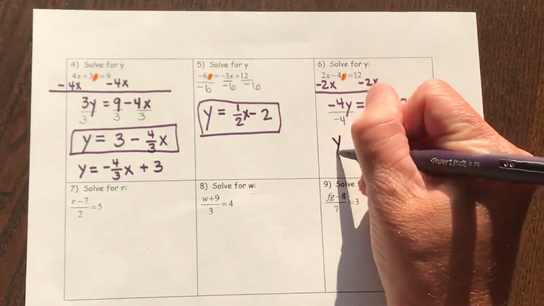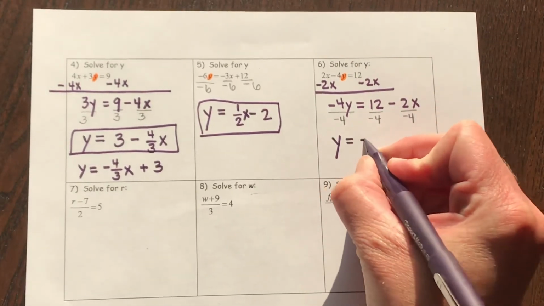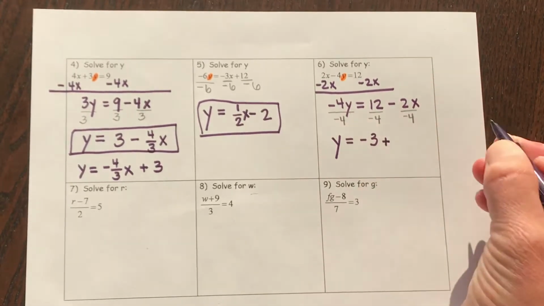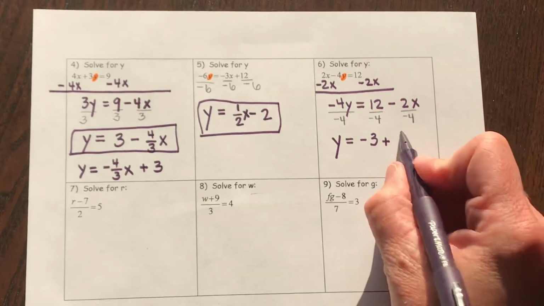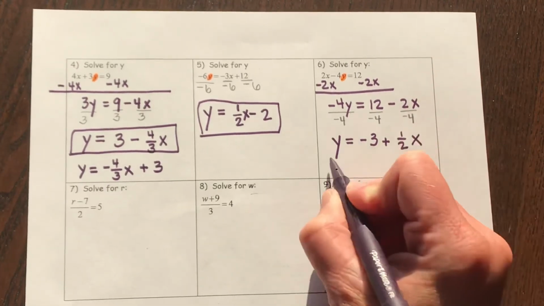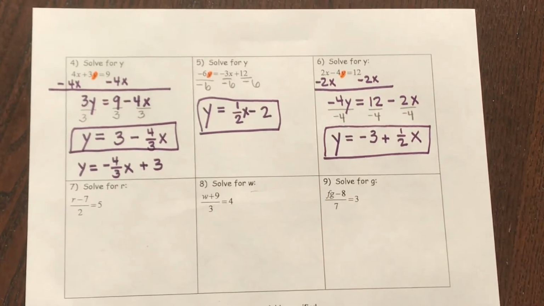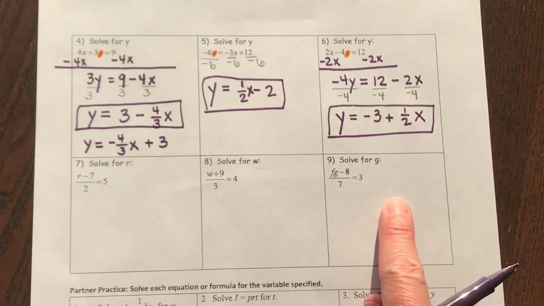Now I will have y. Now 12 divided by -4 is -3. Negative divided by negative is going to make this a positive. And if I reduce my fraction to 4ths, that's going to be a half x. Okay, if you want to, maybe pause the video and see if you can try some of these.